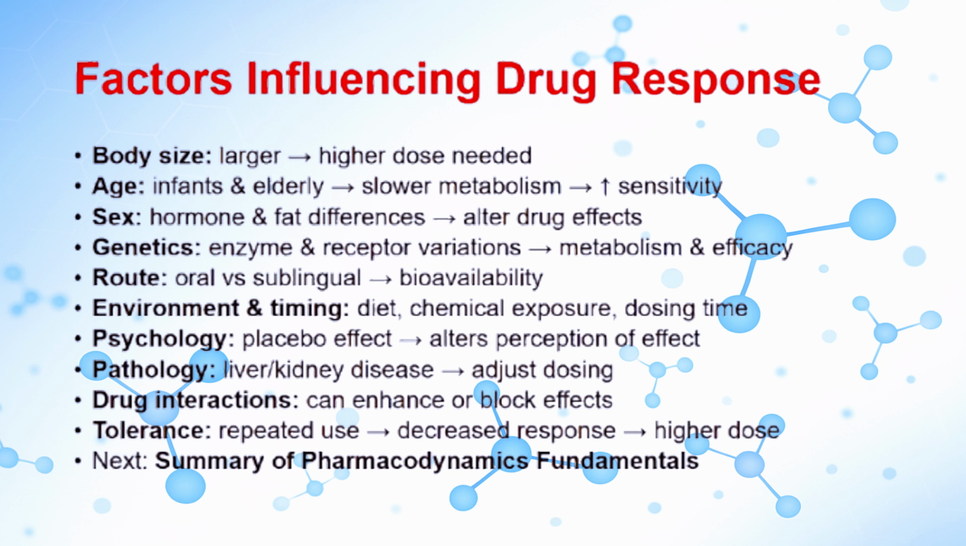Species and race. Genetic differences between species and among human races can affect drug metabolism and receptor response. For example, warfarin dosing varies among ethnic groups because of genetic factors. Genetics. Individual genetic makeup changes drug metabolizing enzymes and receptor structures. People with certain CYP2D6 gene variations metabolize codeine differently, affecting its safety and effectiveness.